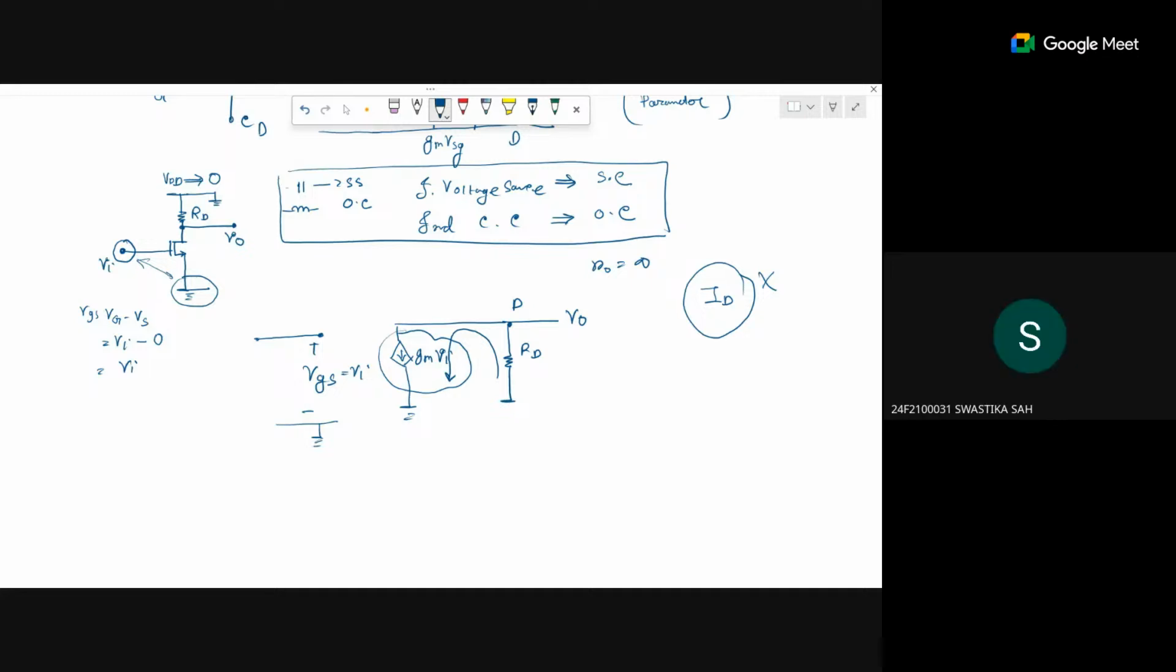So the current flowing here is gm Vi, and the current will flow here also, gm Vi. The voltage drop will be gm Vi into RD. So V0 equals minus gm Vi RD, and V0 by Vi equals minus gm RD. Right? Now do you know the name of this circuit?